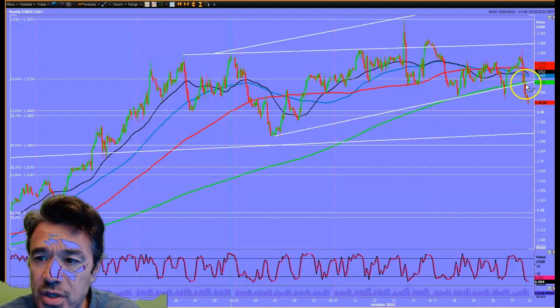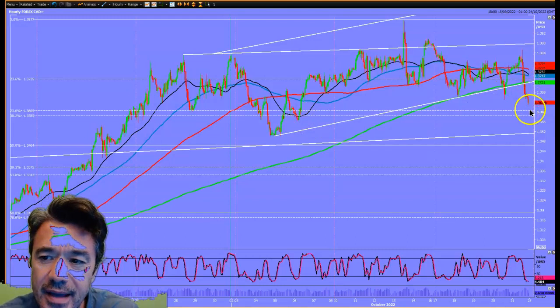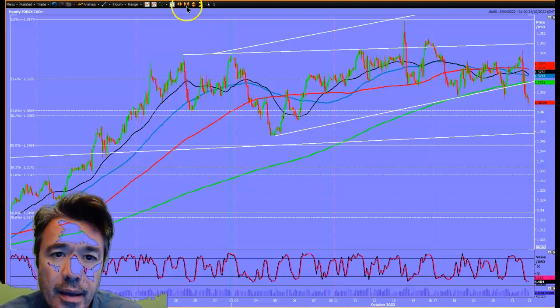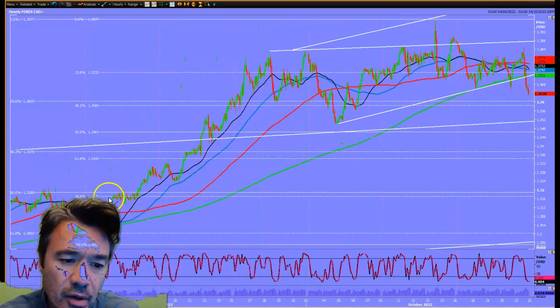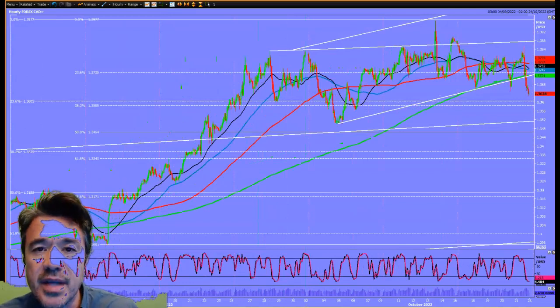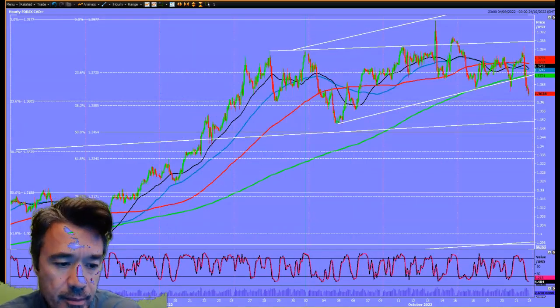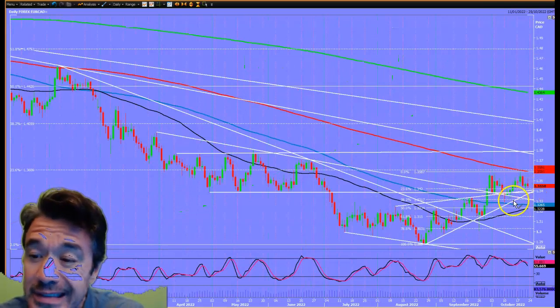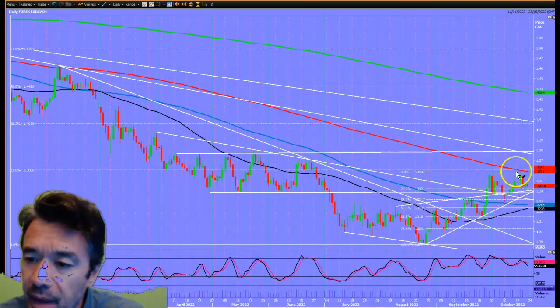Now, in the short term on the hourly chart, we've broken below the 500-hour moving average and this lower trend line. So that has indicated that we could probably head south, maybe, but look, nothing convincing enough for me to take a trade on the dollar Canadian at the moment.